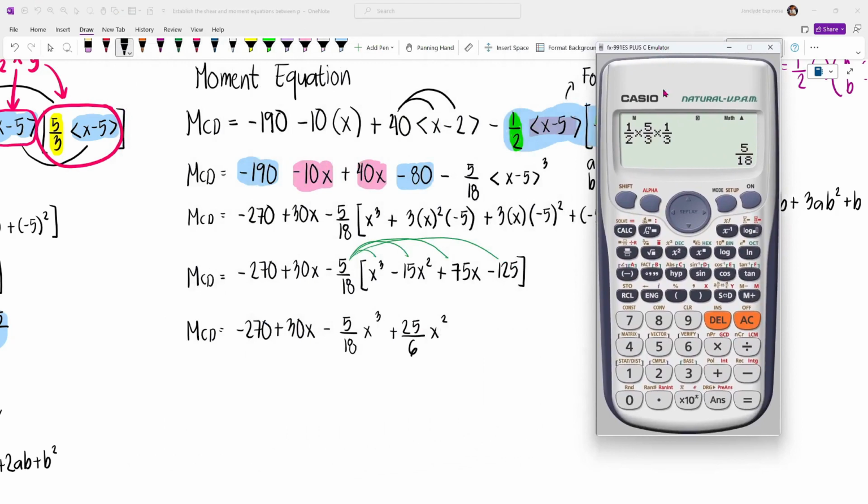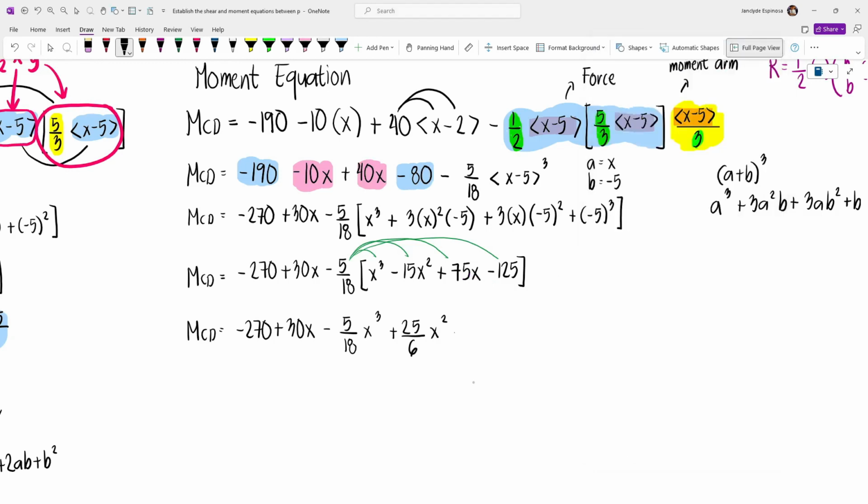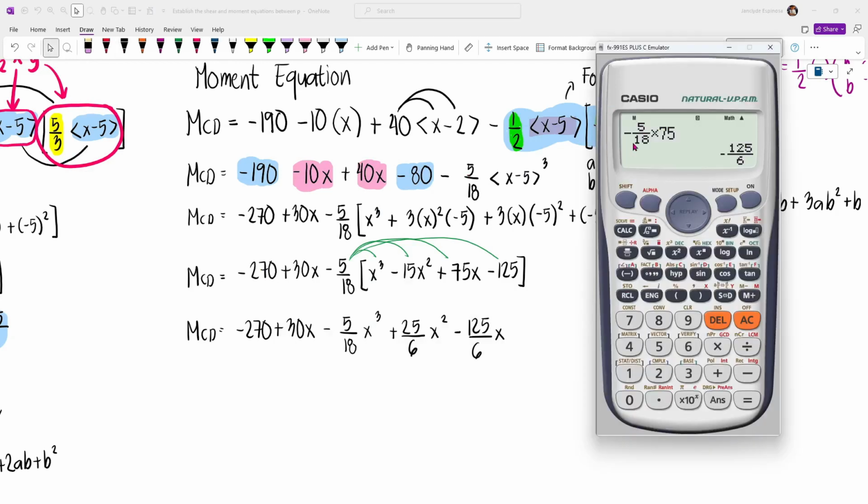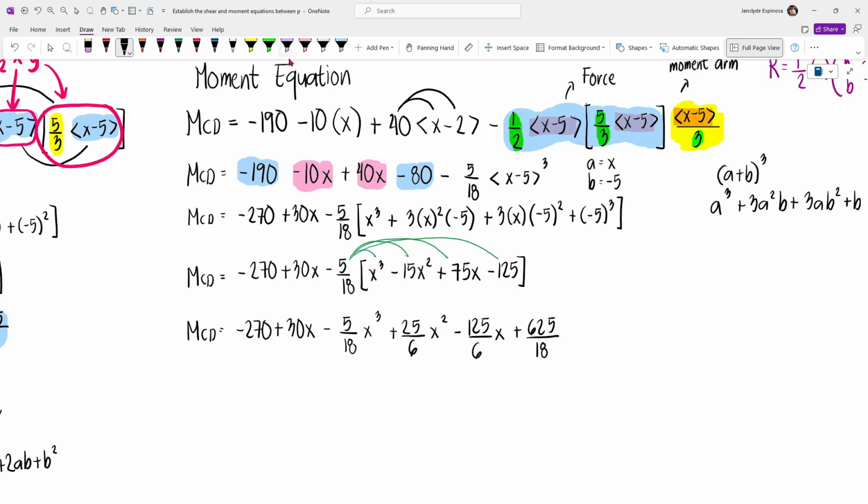Let's just use our calculators. Minus 5 over 18 times negative 15, we have this one. And then times positive 75, we have minus 125 over 6. So minus 125 over 6 multiplied by X. And the negative 5 over 18 times negative 125, that gives us 625 over 18, and then positive. And so we're going to join the like terms. We have this one containing X, and also this one. And then we have two constant terms, minus 270 and 625 over 18.